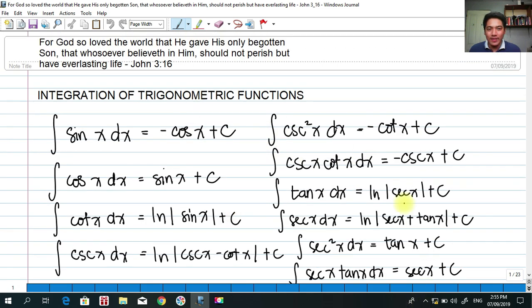Okay? So there may be many formulas here, but you should familiarize yourself with at least these integrals, because when you are actually dealing with trigonometric functions, you should memorize this. And also, you will be recalling some of the trigonometric identities, because before we even solve the integral, we should at least first simplify the integrand if it has trigonometric identities. Okay? So let's get started.